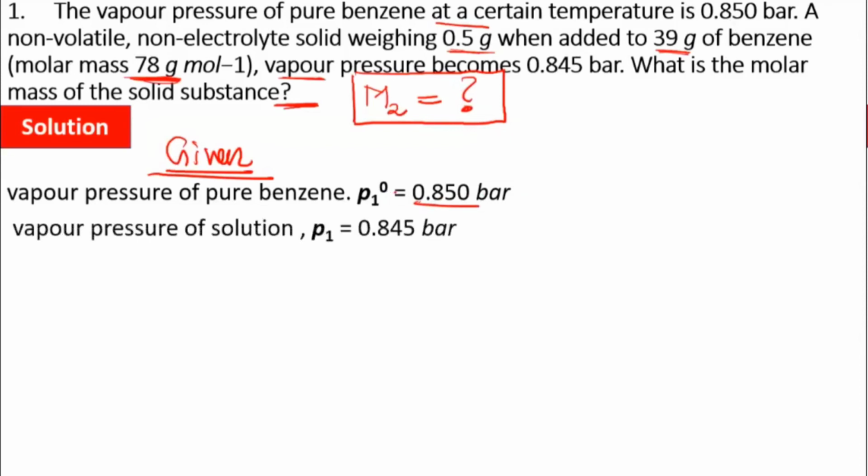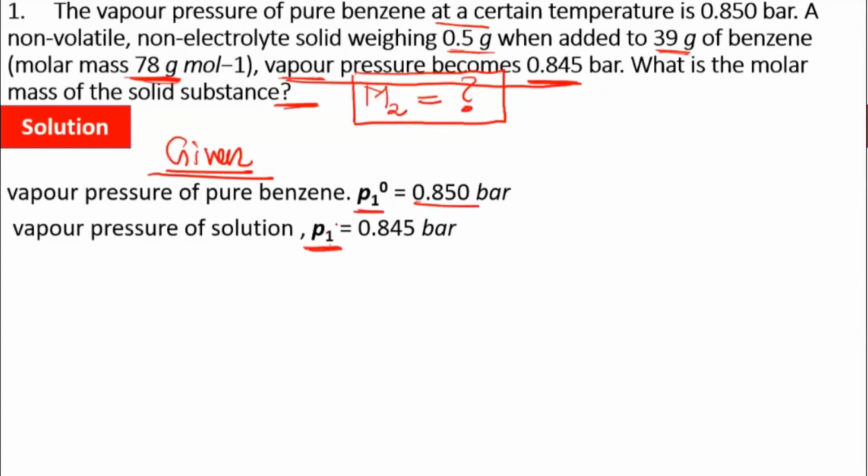Next we will see what is given. After adding the solute, they are saying the vapor pressure becomes 0.845 bar. That will be P1, that means the vapor pressure of the solution when you have added the solute. So P1 naught we have got and P1 also we have got.